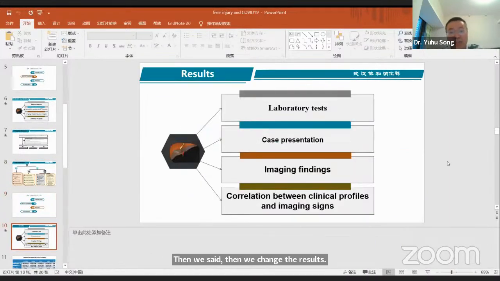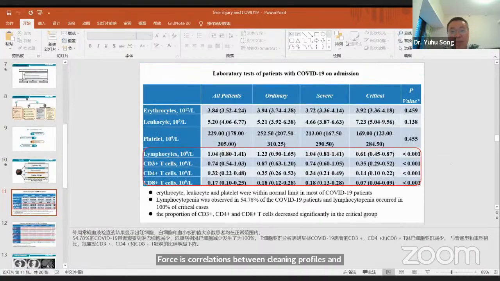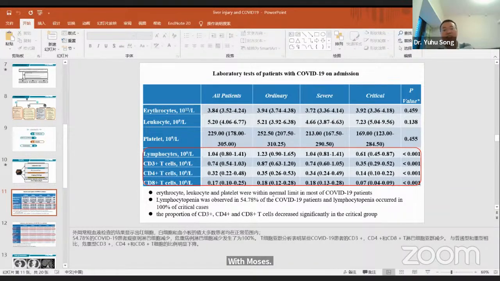Results, we divide into 4 sections. Section 1 is laboratory tests, section 2 is case presentations, section 3 is image findings, and section 4 is correlations between the clinical profiles and image signs. First, we see the laboratory tests of the COVID-19 admissions. We look at the red blood cells, white blood cells, and platelets. Most were in the normal range for most patients.